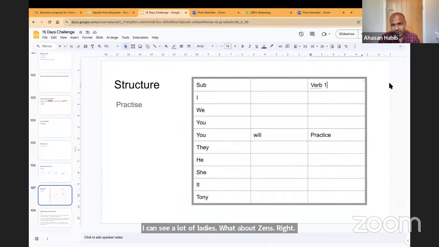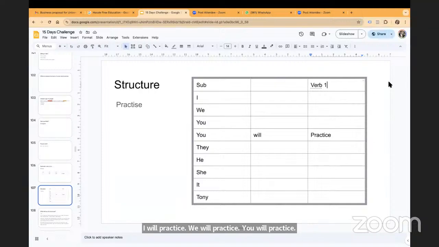Okay, Sharmin, please unmute yourself. Make sure you give me all the sentences in one breath, right? Unmute yourself.